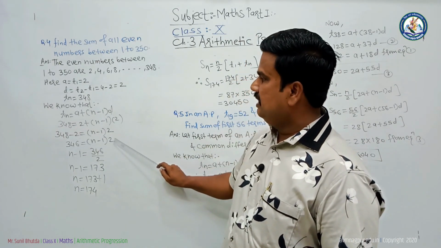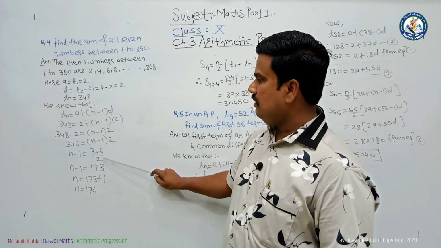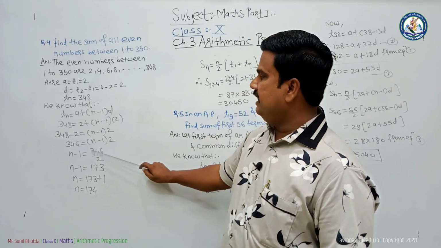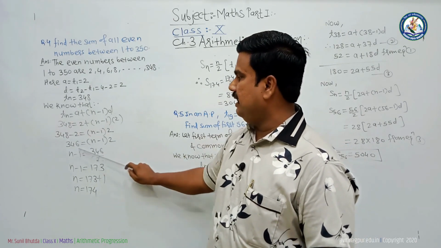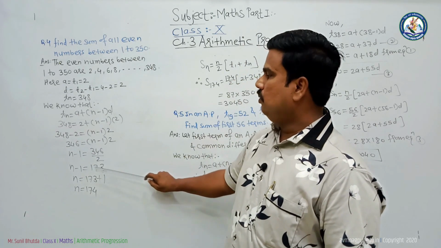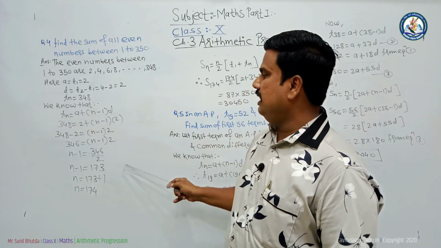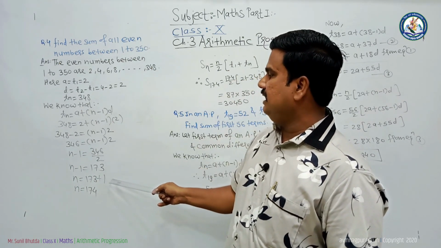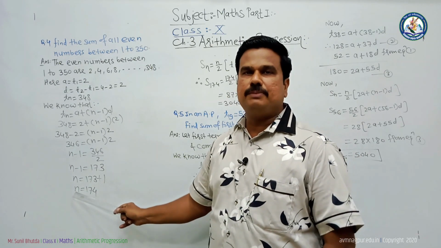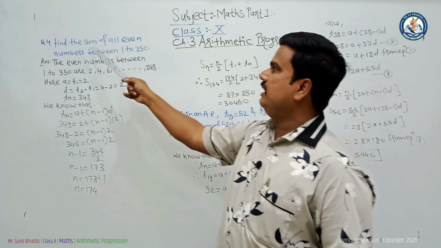Now transfer this 2 to the left hand side. It will become divide by 2. 346 divided by 2 is 173. Therefore, n minus 1 will be equal to 173. Now transfer minus 1 to the right hand side. It will become 173 plus 1. Therefore, the number of terms is 174.